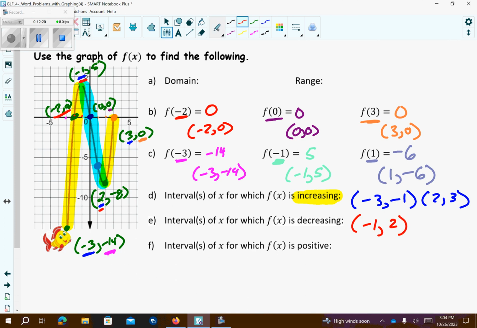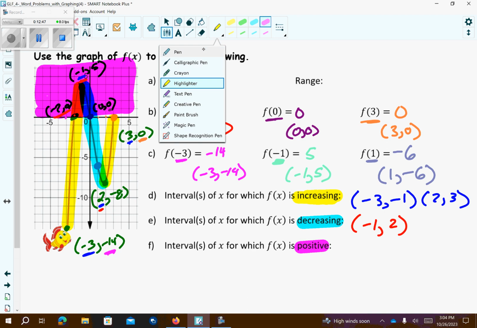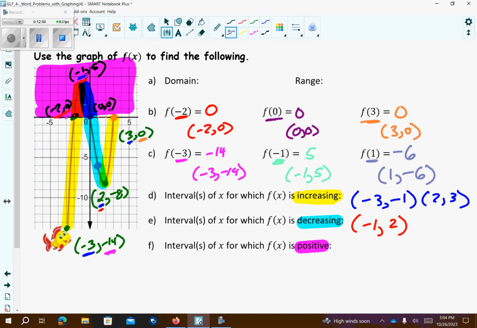And a lot of things that people are struggling on is where is this positive? So the decreasing was the blue. I'm going to do pink for the positive. Positive means it's above the x-axis. So if you take a look at that region, using the x values, where is it positive? Well, it's positive from here to here. So from -2 to 0.